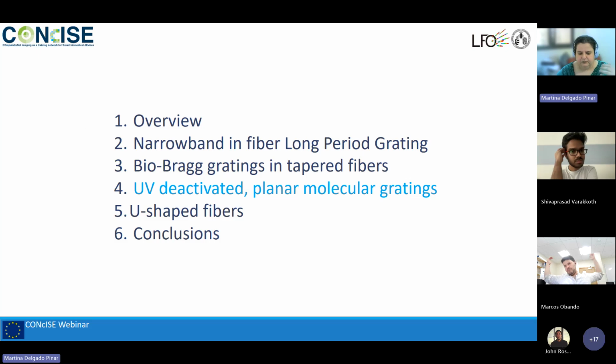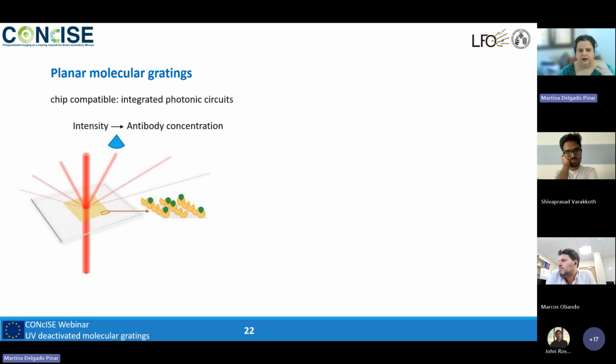Once we had this result, we thought that we could go a step further and think about another approach to fabricate these bio-Bragg gratings. So we are going to talk now about planar structures because they are chip compatible, and we wanted to make something that was compatible with integrated photonic circuits.